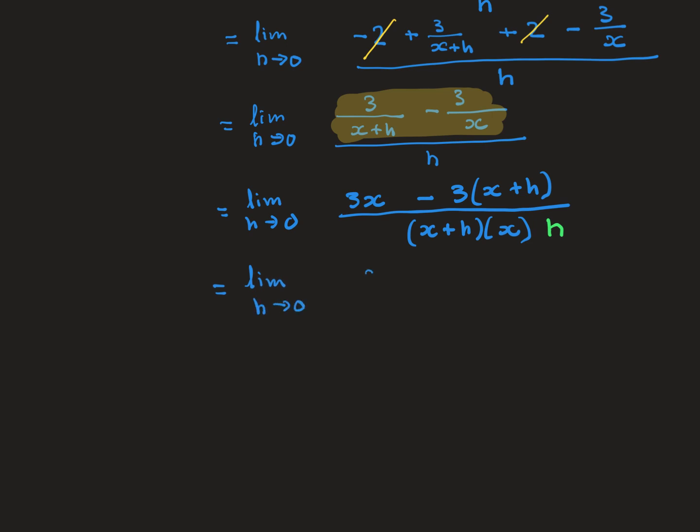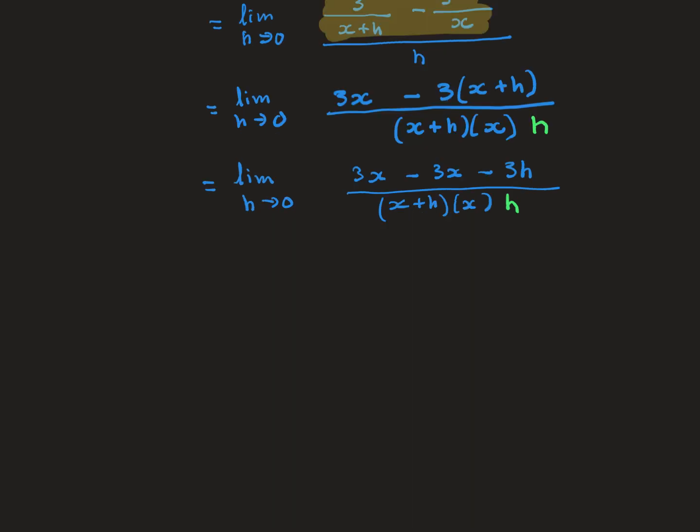So simplify the numerator further, and we have 3x minus 3x minus 3h over the denominator with the h. That 3x can go, and we're left with the limit as h approaches 0 of minus 3h over x times x plus h.